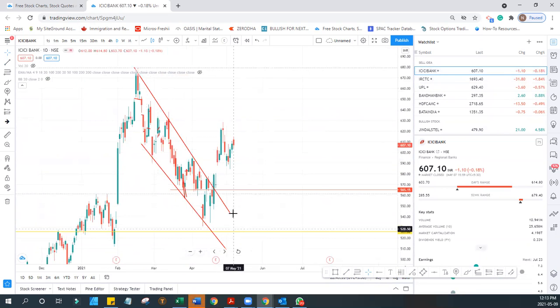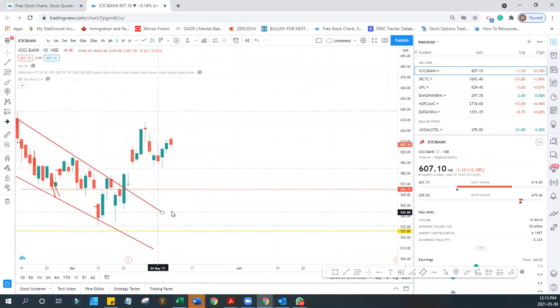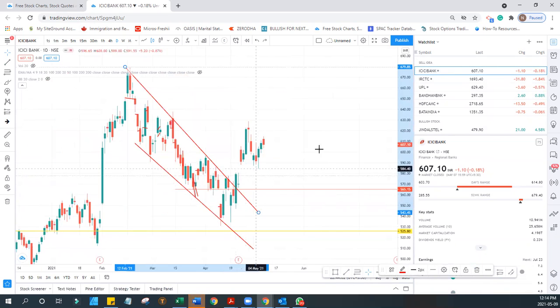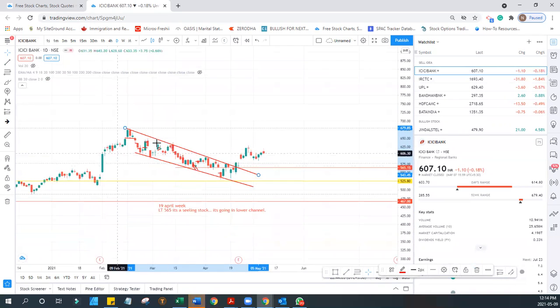See, the channel was broken. If you follow this trend, right, you might be able to get a good swing trade. Right? Trend. So now your target will be 673. So you don't want to go short on those trades. Right? Once it breaks down, you want to go long.